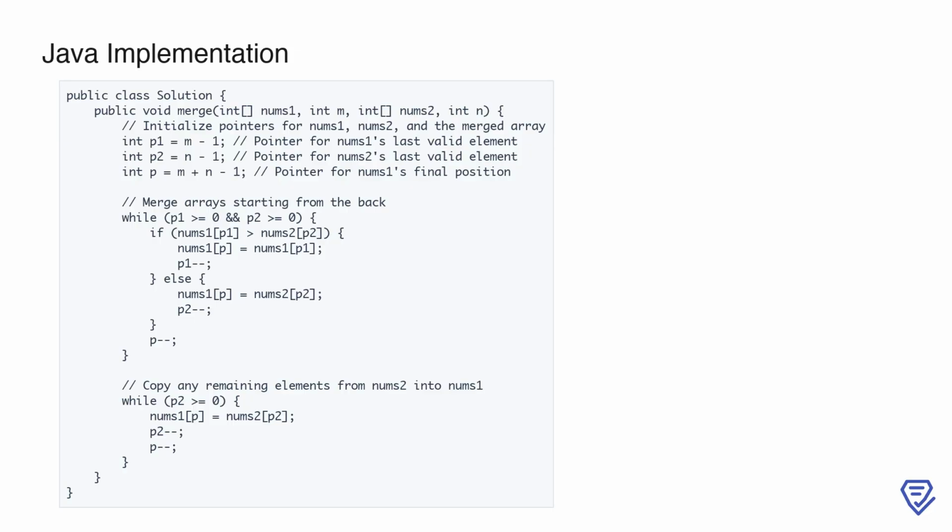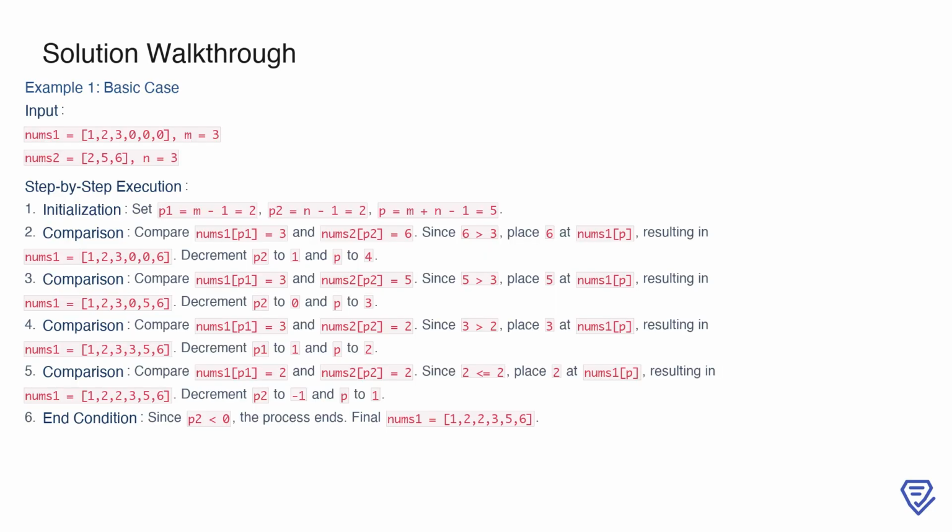Key differences include Java's use of explicit type declarations and array handling. The algorithm sorts elements starting from the end of the arrays, ensuring that no extra space is used. If elements from nums2 remain after comparison, they are directly copied into nums1. Here, we start with a basic example to understand the merging process step by step. We are given nums1 as [1, 2, 3, 0, 0, 0] with m equals 3, and nums2 as [2, 5, 6] with n equals 3. The extra zeros in nums1 provide space for merging the two arrays.